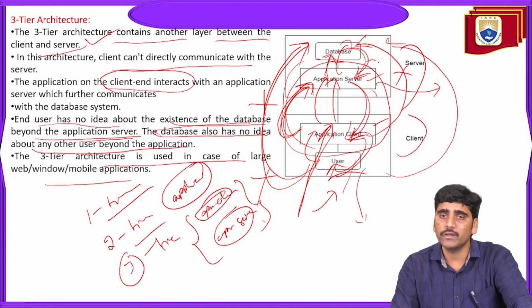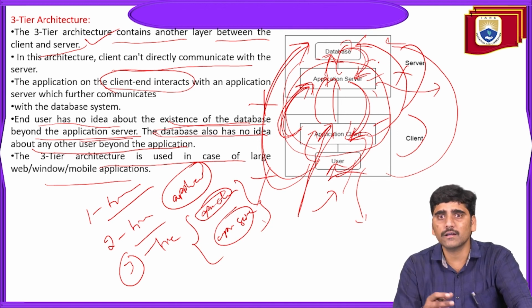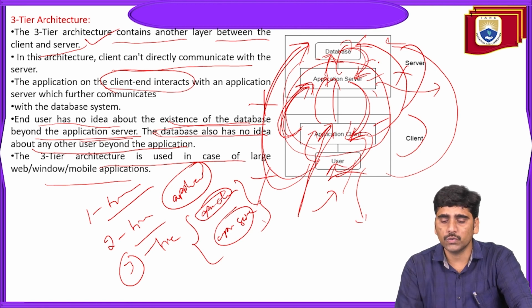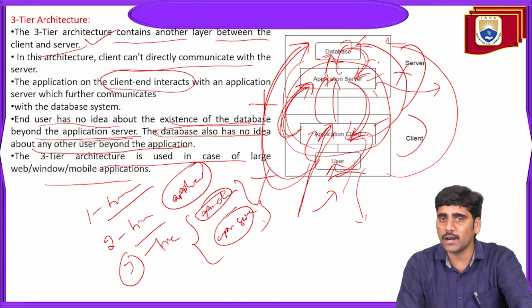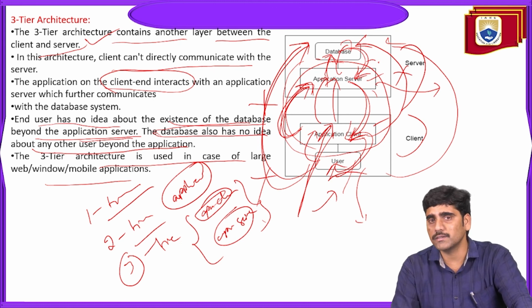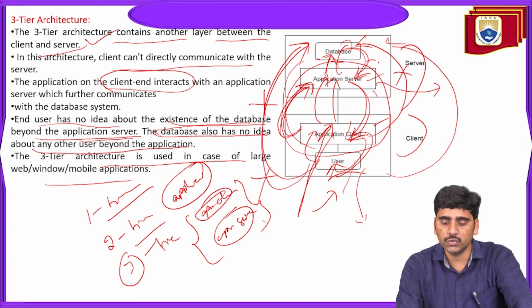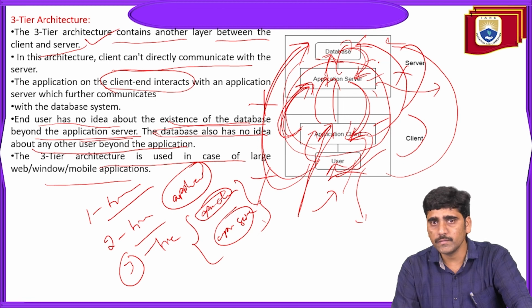And in three-tier architecture, we have the application client on the client side and the application server on the server side. So there is a third layer called the application. The database users cannot know who is responsible for taking the queries and giving the result. The application client can interact with the application server, and the server can further communicate with the database. The database gives the response to the application server, which gives it to the application client, and the application client gives the response to the user. So this is the way we can understand the architectural components and design of the database management system.